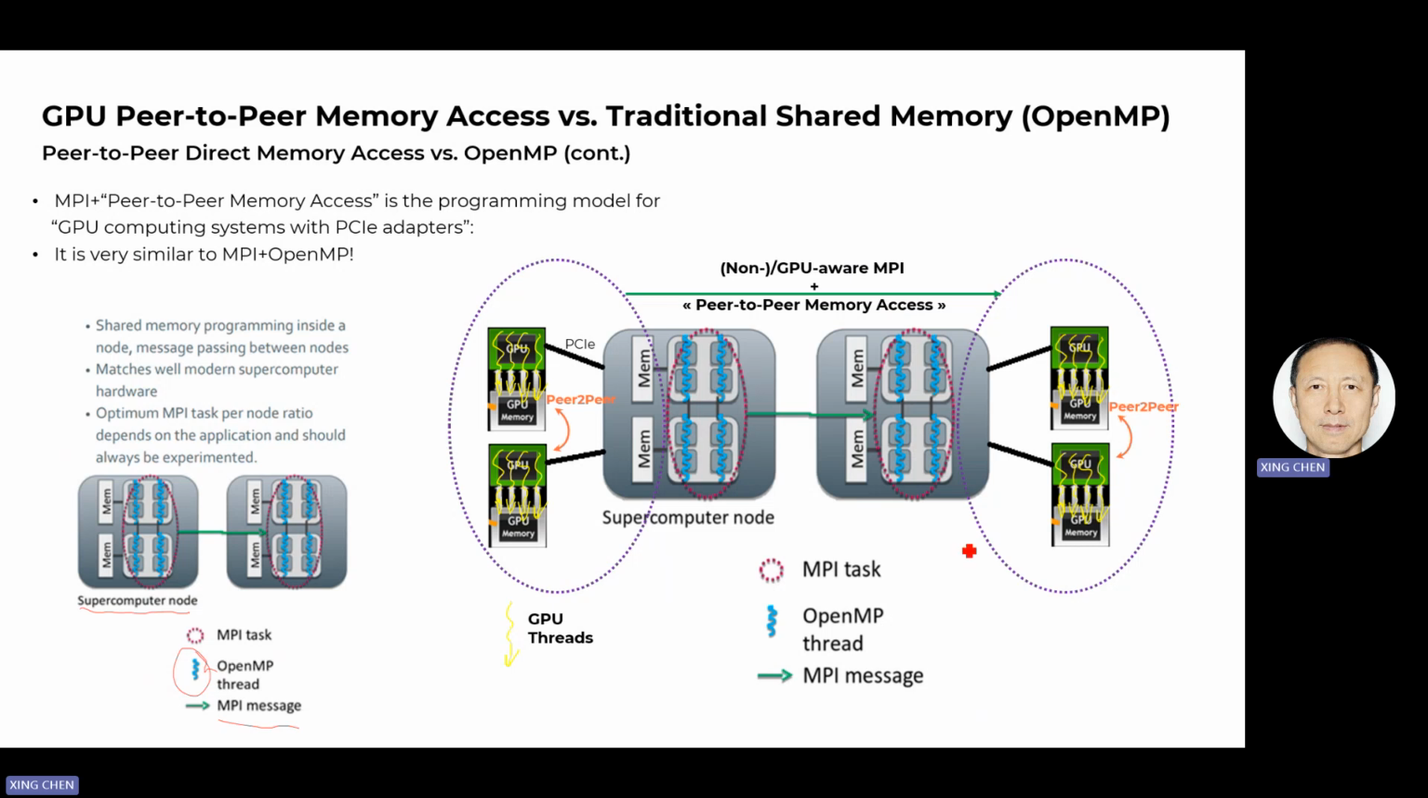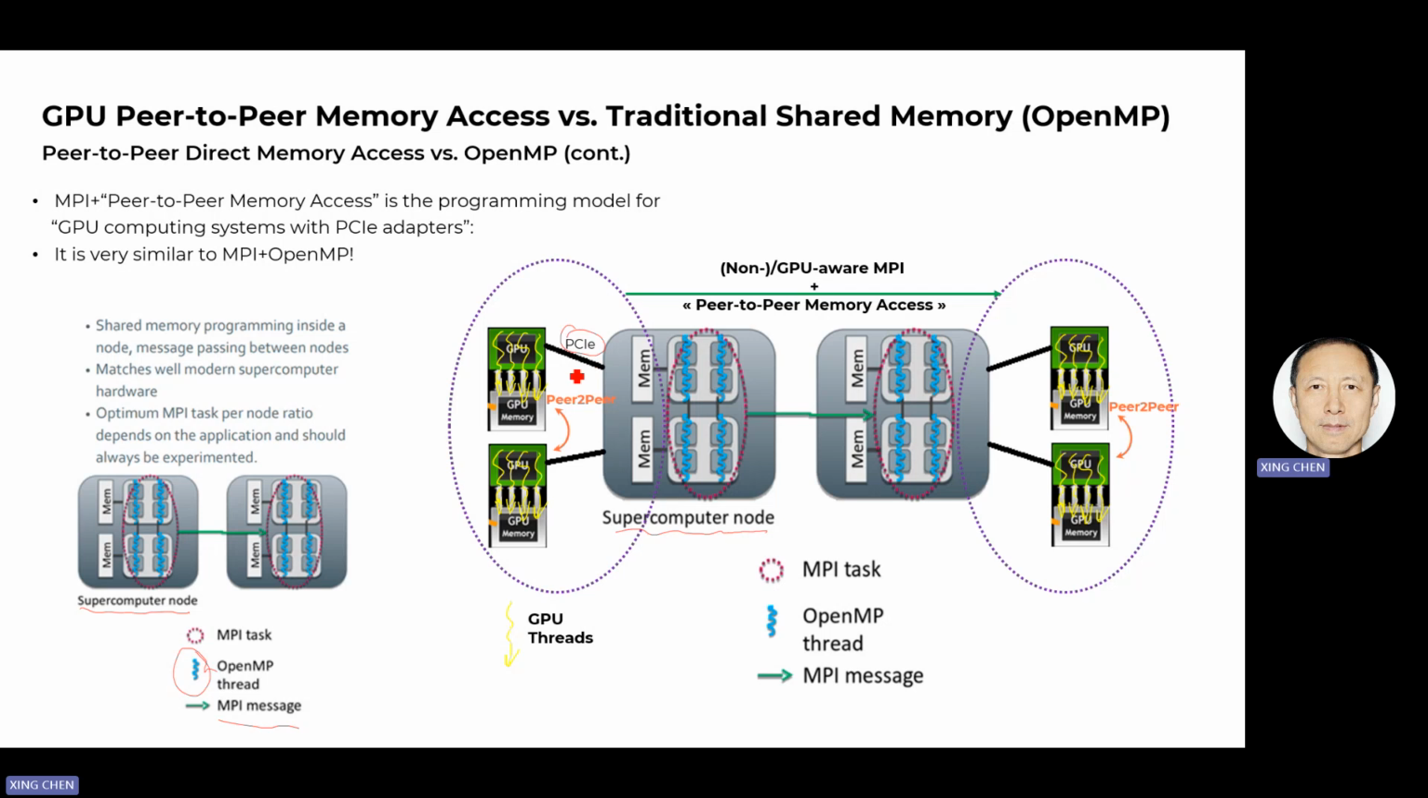Now let's have a look at this picture. This is done by myself. Right now you have this supercomputer node, and I'm going to attach two or multiple GPUs per node. You have the node, you have the GPUs per node, and the GPUs can access each other's memory. This is called peer-to-peer memory access, by going through this PCIe link.